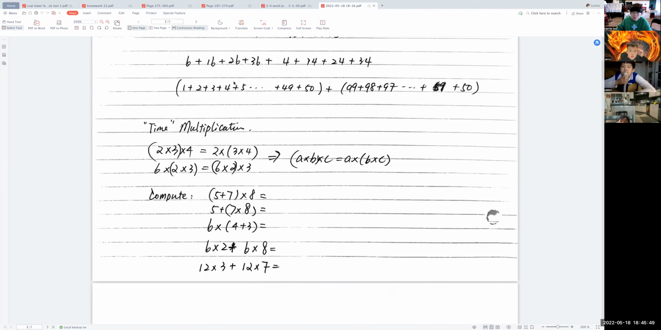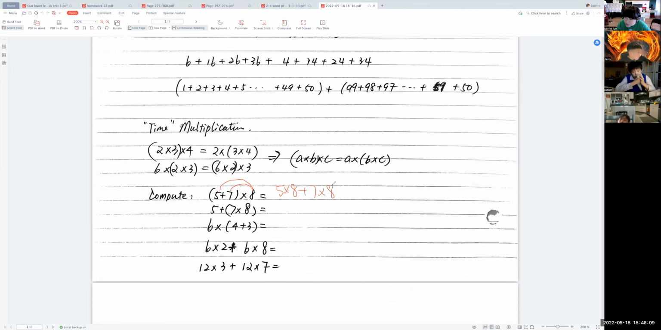Okay, so now let's move forward. This part is actually a lot of students think they know, but they're not technically using them. So in multiplication, we have 5 plus 7 times 8. It's also equivalent to 5 times 8 plus 7 times 8.